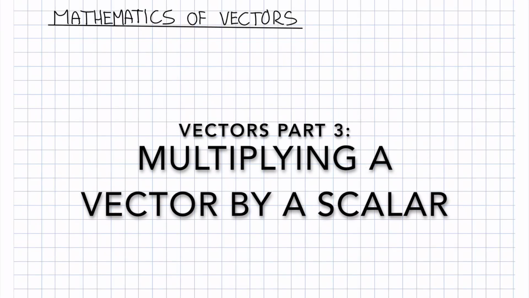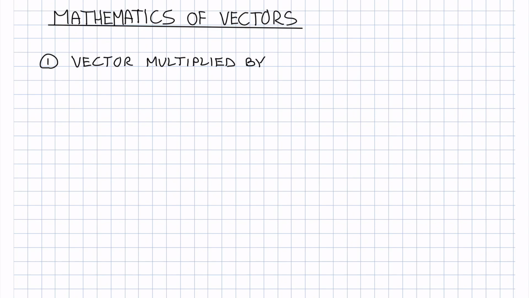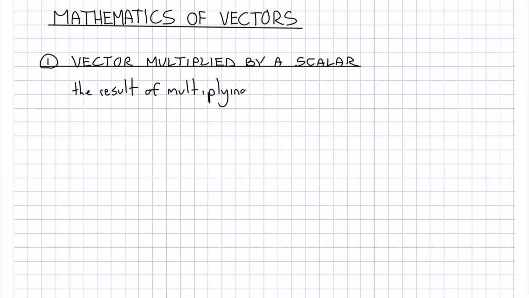This video is one in a series that talks about the mathematics of vectors. Specifically, this video will talk about what happens when you multiply a vector quantity by a scalar quantity. It turns out when you multiply a vector quantity by a scalar, the result is also a vector.